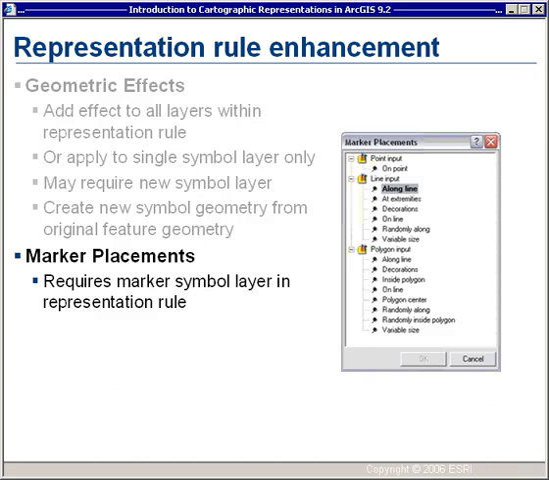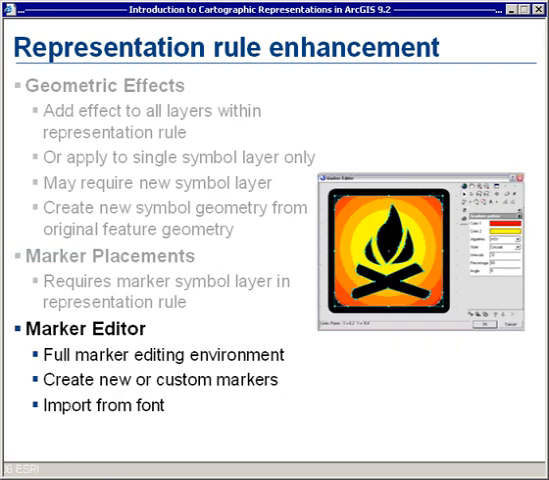If you have added a marker symbol layer to your representation rule, you can define how those marker symbols are placed in relationship to other symbols in that rule or other symbol layers. You can also mix and match your different symbol layers. You are not limited to having a single symbol geometry based on your input geometry. So you can start to add markers to lines, for example. And we'll show you how this works in the upcoming software demonstration. In addition to geometric effects and marker placements, you also have a marker editor.